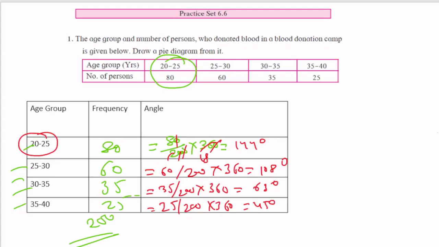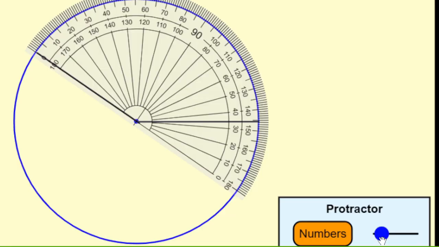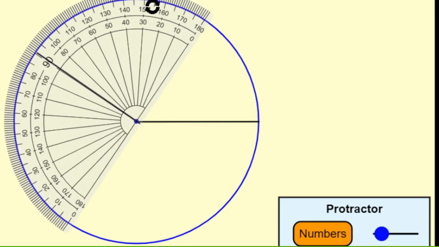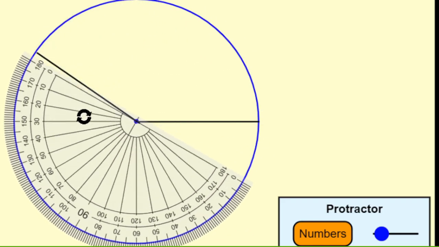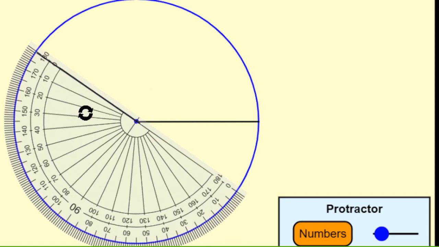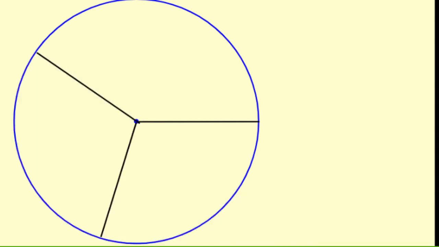The other angles are 108, 63 and 45. Let's plot those as well. Similarly, now we have to place the protractor at this place, but we have to draw the angle on this side, right? So we place the protractor like this. Then you have to find the angle 108 counting from this side. Where will it fall? Somewhere close to 110, 108. So we are done with 108 as well.